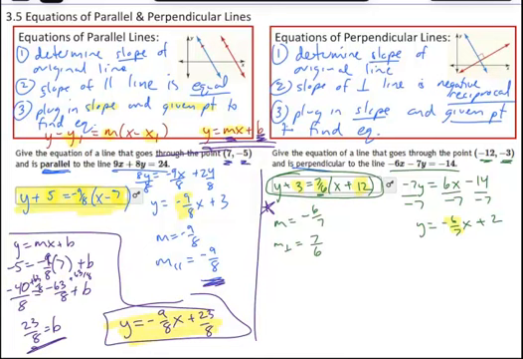Again, if you put this into slope-intercept form, you would also come up with a correct answer. If you did put this in slope-intercept form, you would get y = 7/6x + 11. And so that would be the other answer that you could have.